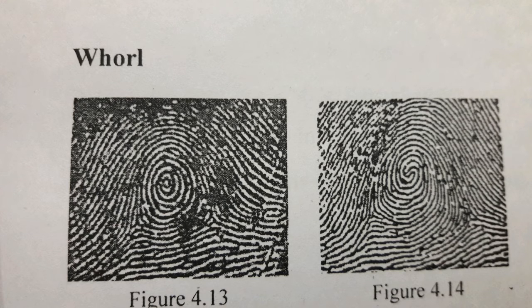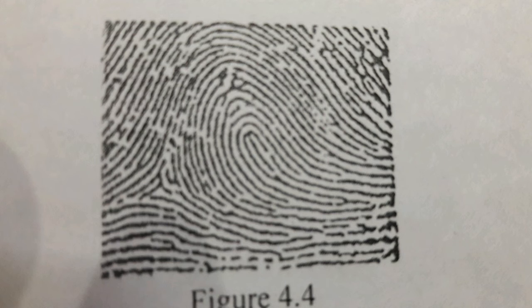Then what is a whorl? A whorl has a complete recurving curve in the center around a core, and there are two deltas. There must be a complete recurving curve in the center around the core for a pattern to be a whorl. Then the fourth pattern is composite.